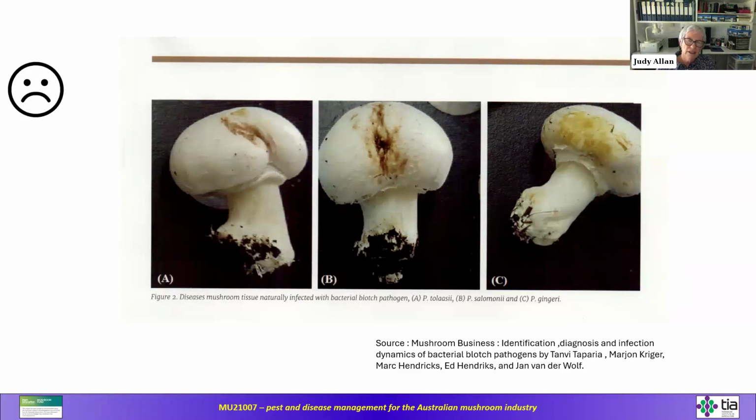Over the years, things have changed. We used to only have bacterial blotch caused by Pseudomonas tolaasii, which is the one on the left, A, but there are now known other blotch causing organisms, and we knew about ginger eye, but then there's Pseudomonas salmonii. So even within a disease, there can be variants of a disease. Next slide. Thank you.